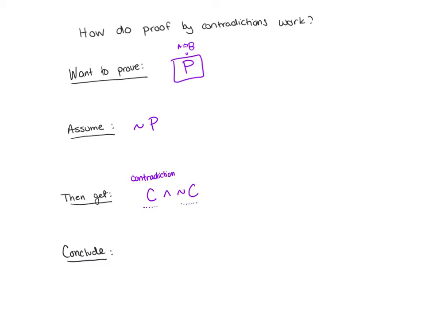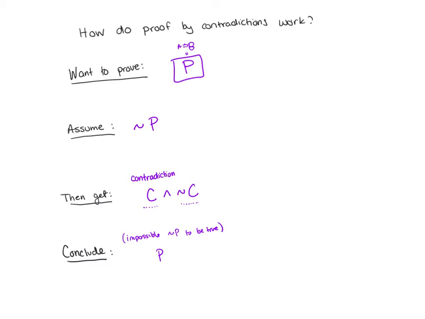Now I proved that it is even, so it can't be both even and not even, and that's where we get our contradiction. So we conclude that it's impossible for our assumption to be true. So it's impossible for not P to be true. If it's impossible for the negation to be true, then that must mean that the original statement is true.